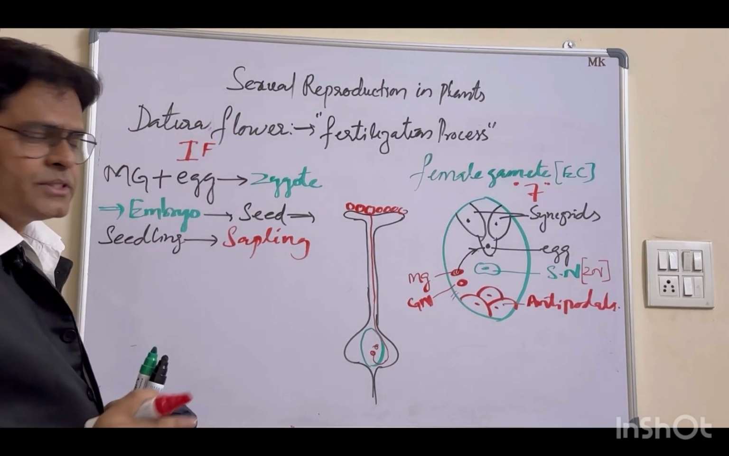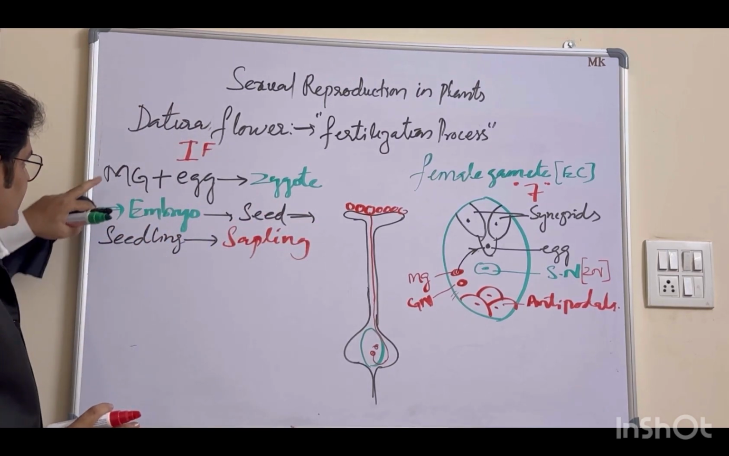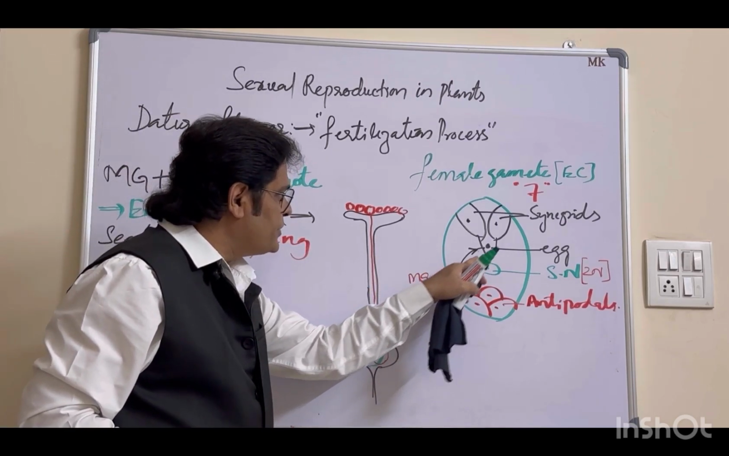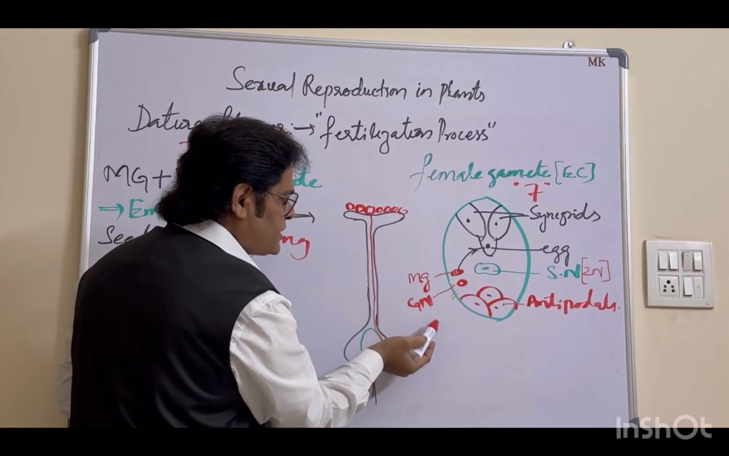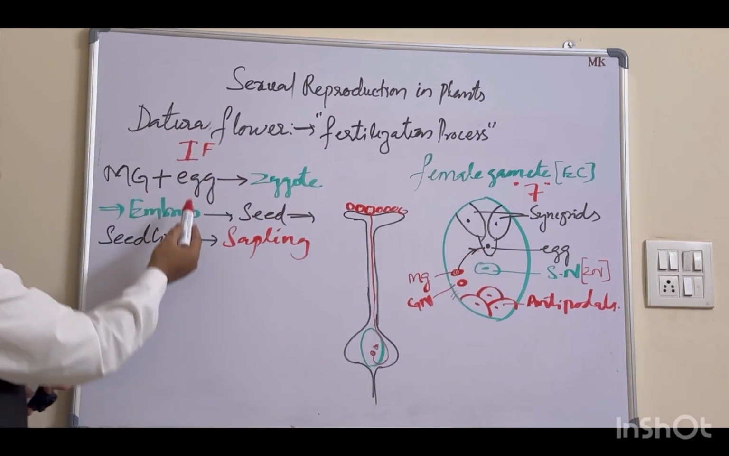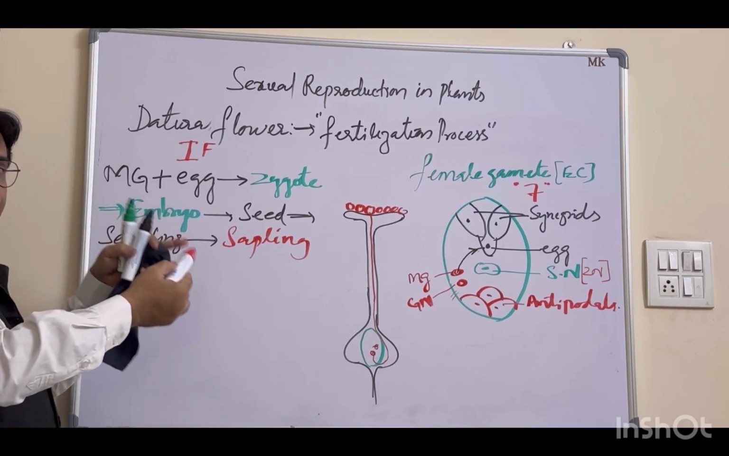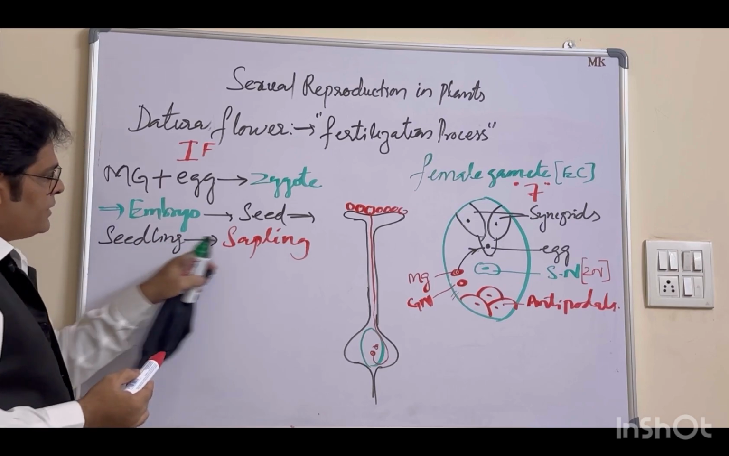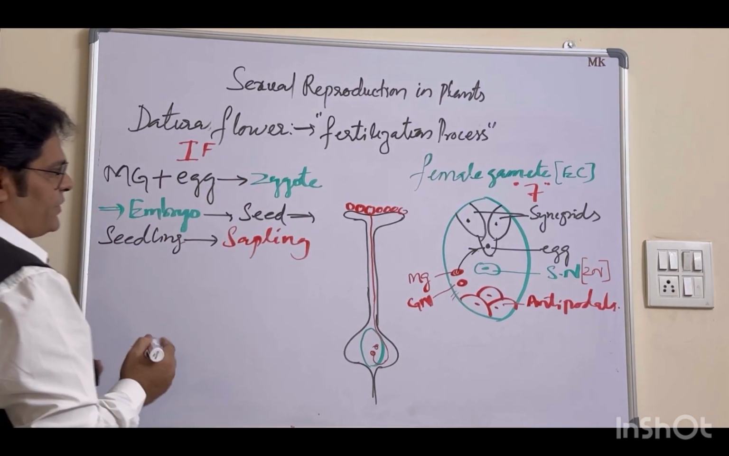So once again, listen carefully. During the first phase of fertilization, the male gamete fuses with the egg. Of the two cells, one male gamete and one generative nucleus, the male gamete will go and fuse with the egg. When it fuses with the egg, zygote is produced. Zygote converts into embryo. Embryo develops into seeds. The seed undergoes the process called seedling, and the sapling is produced. This is the first phase. Clear? Then the second phase here.